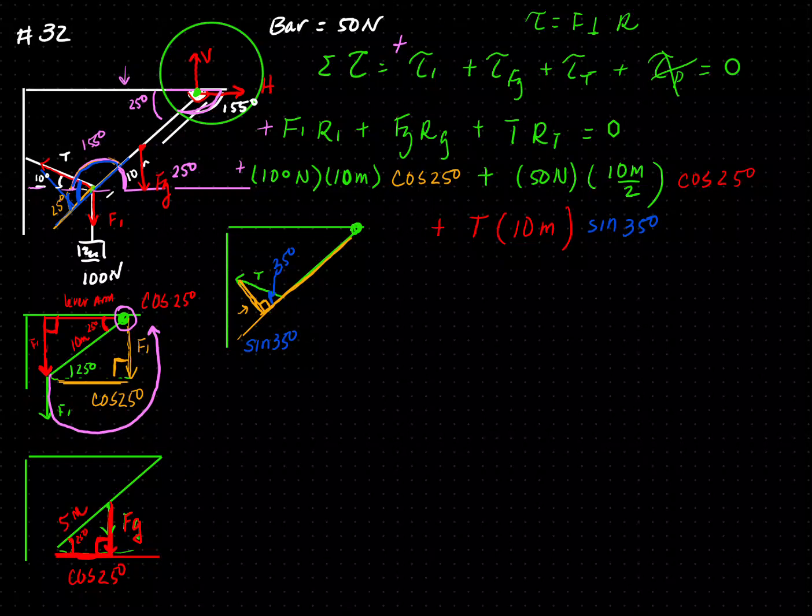If I look at my weight, again, this is my pivot point. So we first locate the pivot point. My force is being pulled down here, so it's going to pull the bar down, which will rotate counterclockwise. So this one is also positive.